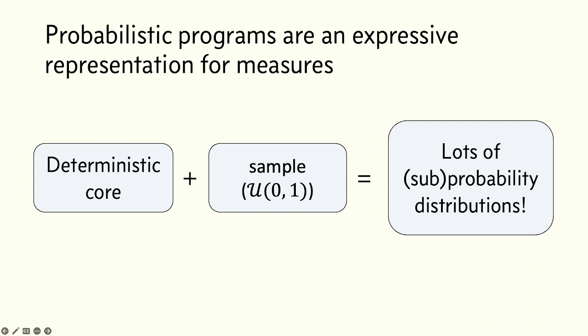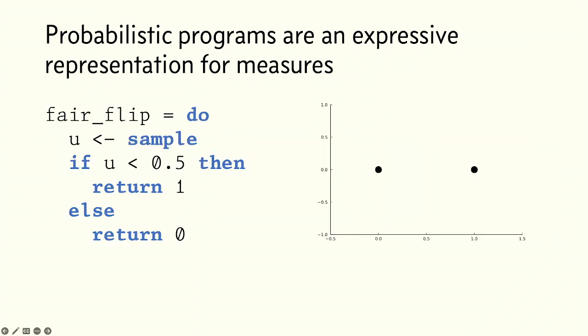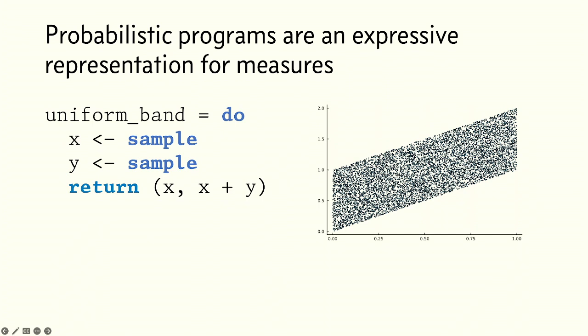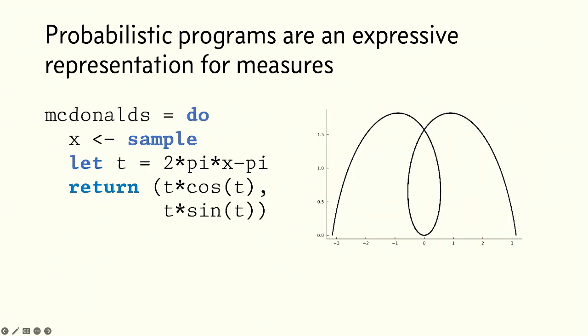Just by incorporating the uniform distribution into a deterministic programming language, we can express a huge variety of probability distributions. For example, we can use an if statement to define a Bernoulli distribution by checking a random number against a threshold. We can use the Box-Muller transform to define a standard bivariate Gaussian distribution by transforming uniform samples. We can sample from restricted regions of a space or from low-dimensional curves in an ambient space, even when they have measure 0.